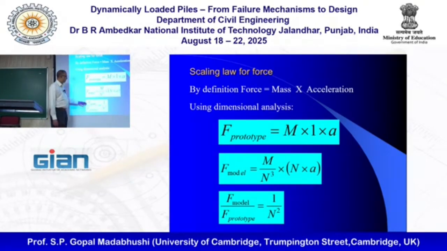So if I want the ratio between the force of the model and prototype, I divide one by the other, and I get 1 over n squared. This is quite in our favor. Why? Let's see.